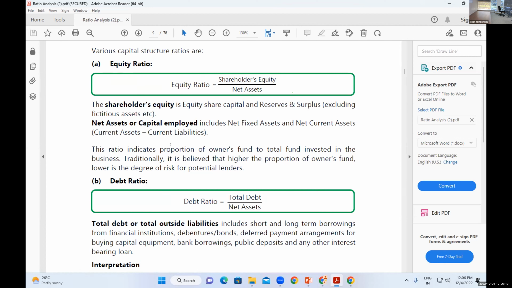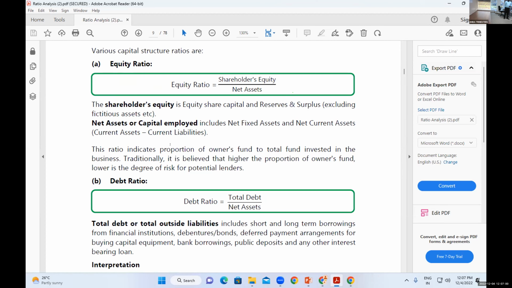Traditionally it is believed that the higher the proportion of owner's funds, the lower the degree of risk. What do you mean by a higher proportion of owner's funds? Total assets are 1 lakh. If the owner's equity is only 10,000, the company has too much risk. Your total assets are 1 lakh, but out of that, the money put in by the owner is only 10,000. I mean 90,000 rupees is borrowed. So anytime there is a shock in the market, it will be a big problem.